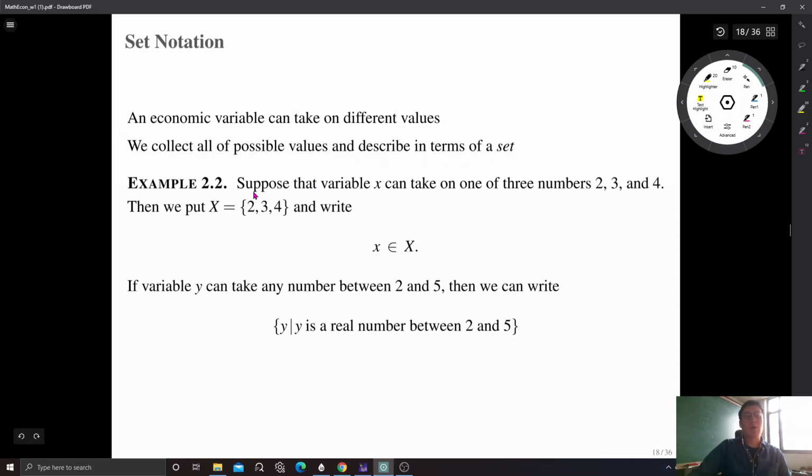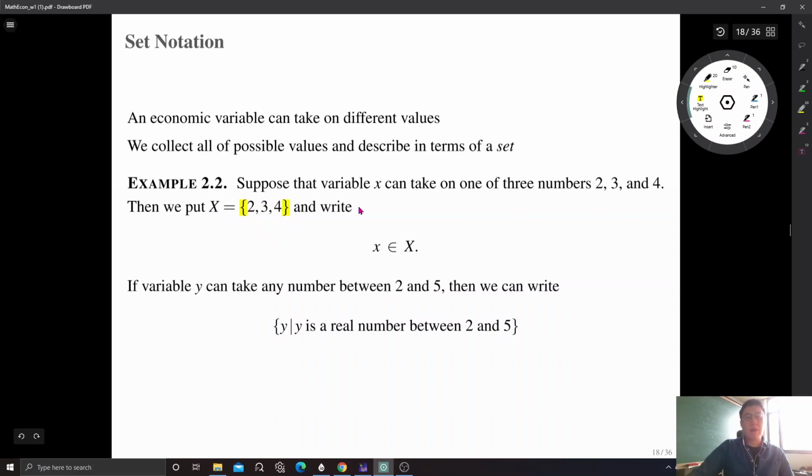Okay, so here is one example. Say variable x can take on one of the three numbers 2, 3, 4. Then we label capital X as a set, the collection of possible values. So it collects 2, 3, 4. We use curly brackets when describing a set. So this means X has three elements: 2, 3, 4.